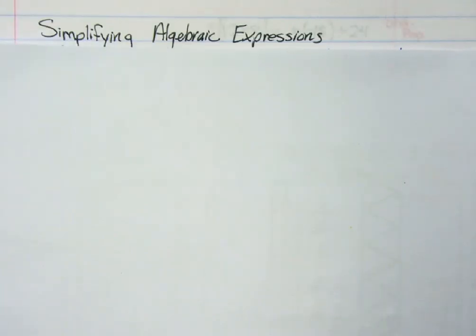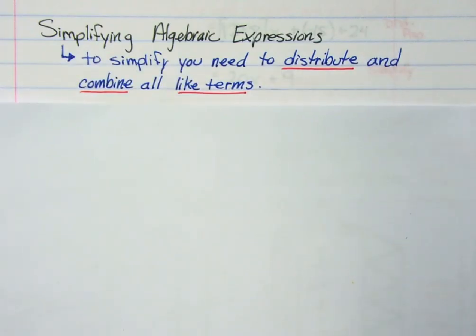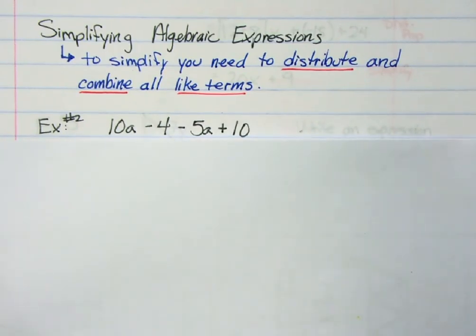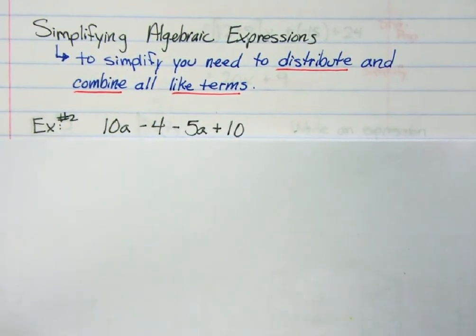When you come across something that says, hey, simplify this algebraic expression, really what it's saying is, you just need to distribute and combine all your like terms. Make it simplified. Get rid of parentheses and then combine everything that you can combine together. So let's take a look at this example. 10a minus 4 minus 5a plus 10. Take a moment and go ahead and simplify this algebraic expression. Type in what you think.